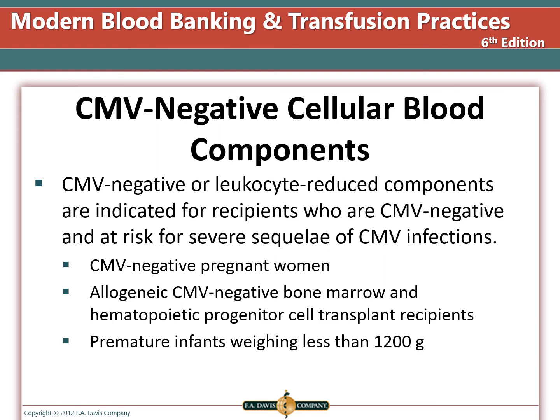Blood donors are tested for CMV. Those CMV positive and CMV negative products are produced. Products that are CMV negative are labeled as such. These products may be ordered for people who are CMV negative and at high risk for severe complications if they become infected. These patients include CMV negative pregnant women, allogeneic CMV negative bone marrow and hematopoietic progenitor cell transplant patients, and premature infants weighing less than 1,200 grams or 2 pounds 9 ounces.